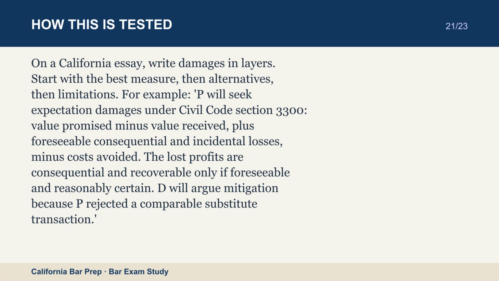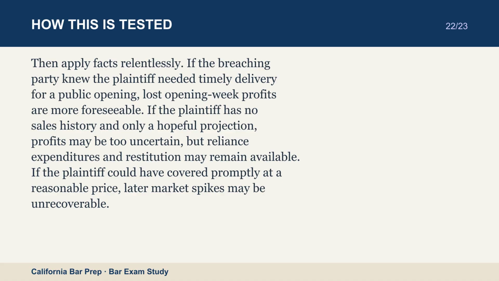Then apply facts relentlessly. If the breaching party knew the plaintiff needed timely delivery for a public opening, lost opening week profits are more foreseeable. If the plaintiff has no sales history and only a hopeful projection, profits may be too uncertain, but reliance expenditures and restitution may remain available. If the plaintiff could have covered promptly at a reasonable price, later market spikes may be unrecoverable. End with a clean conclusion that states the likely recoverable categories and exclusions. The best bar answers sound like a judge building an award, not a student reciting labels.